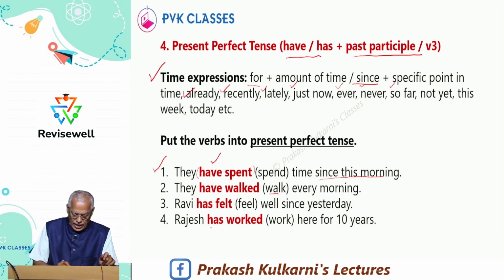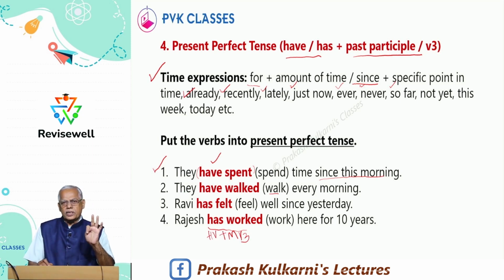And in the last one, Rajesh has worked here for 10 years. So this is also third form of the verb, main verb. And has is a helping verb. So work, work, work. So this way, present perfect tense is used to indicate the action is completed.